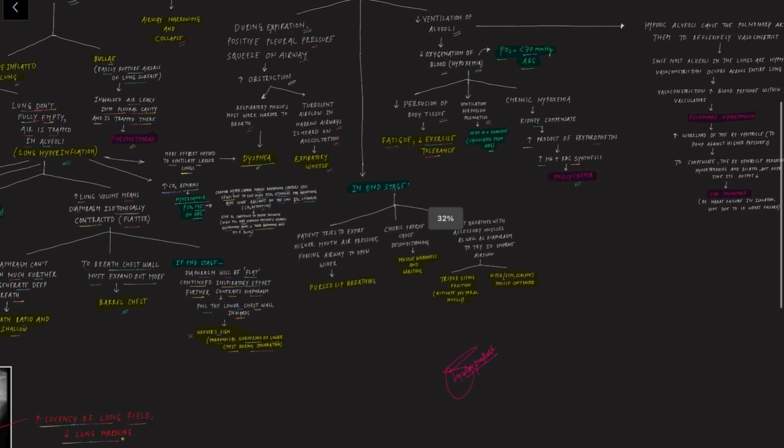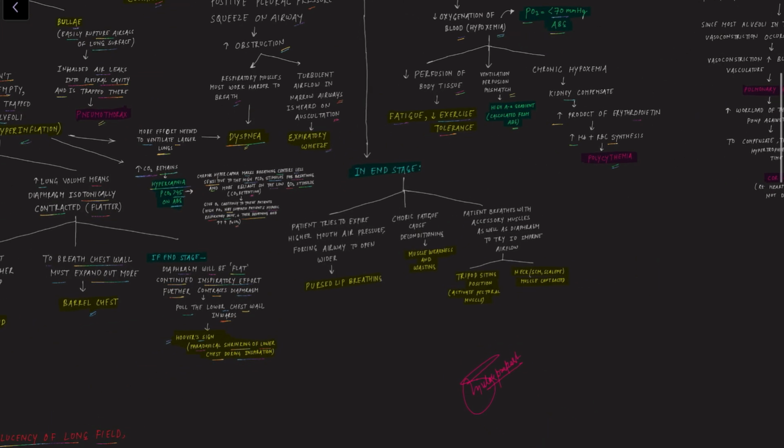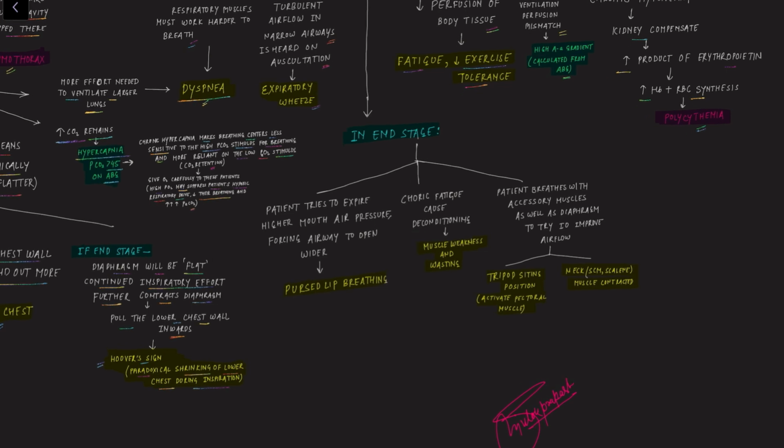In this stage, the patient tries to expire against a higher mouth air pressure, forcing the airway to open wider. This is pursed lip breathing. Chronic fatigue causes deconditioning, with respiratory muscle weakness and wasting.